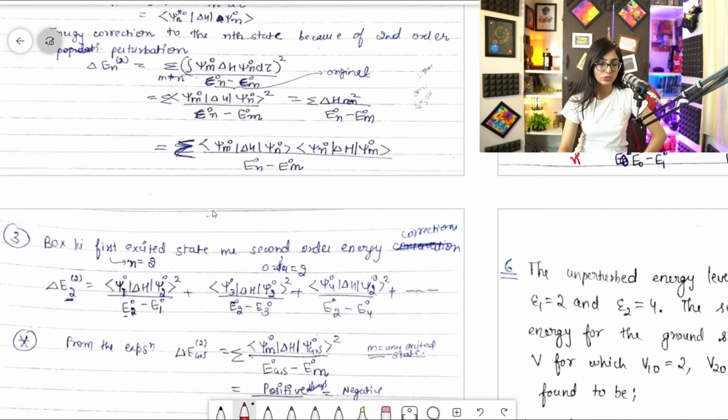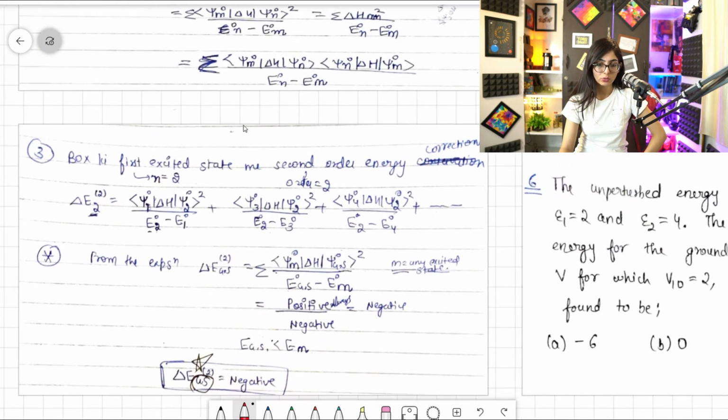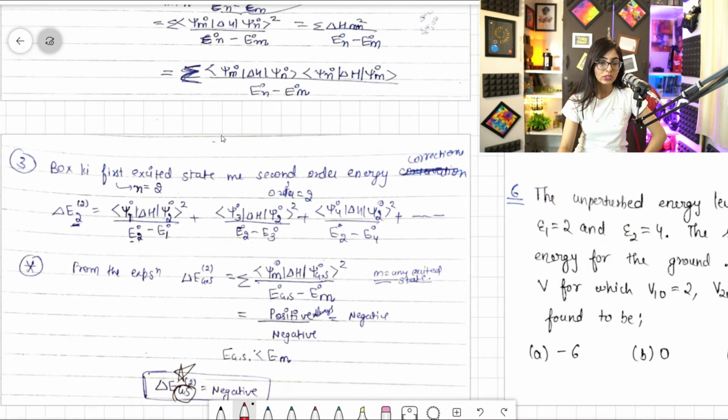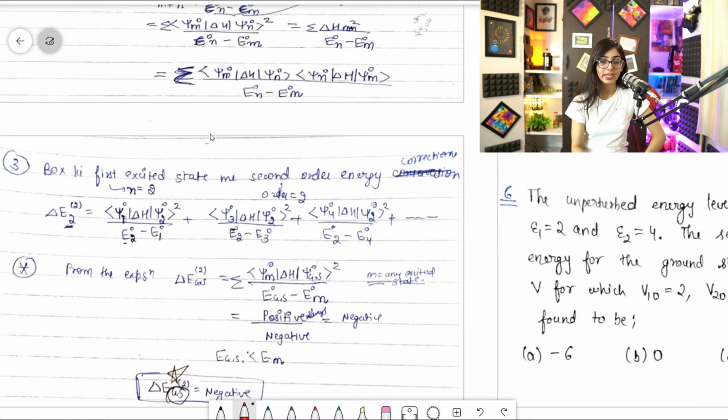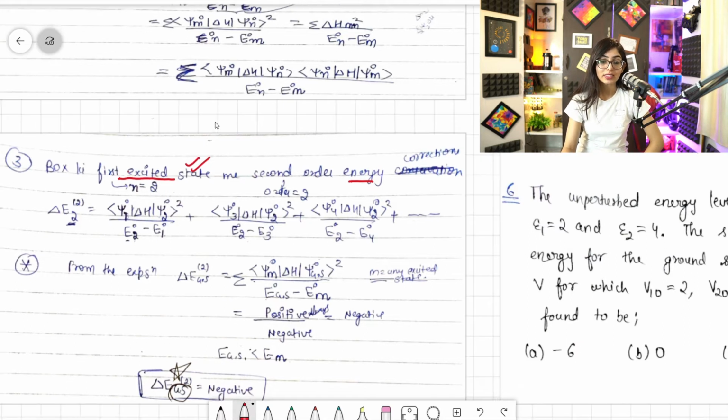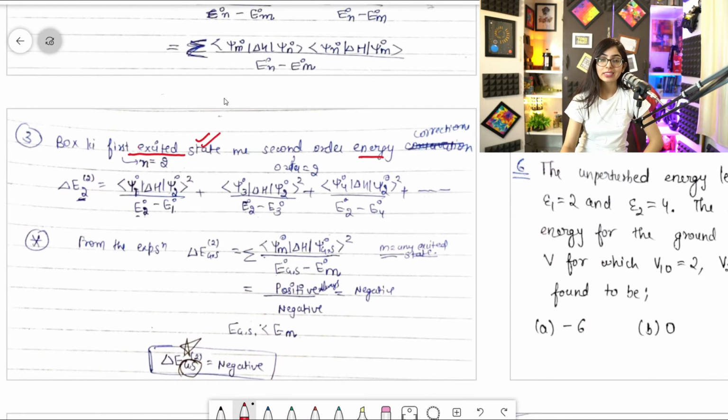I have one more example also. So just see here, particle in a box, second order correction. So now instead of the ground state, we have taken the excited state. Fine. So the first excited state. Clear? So till now we have been discussing the ground state.